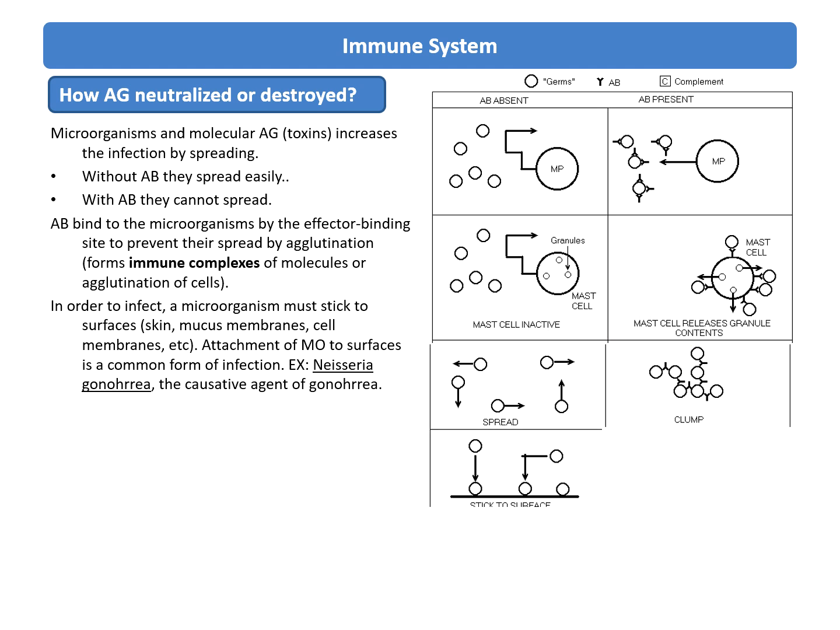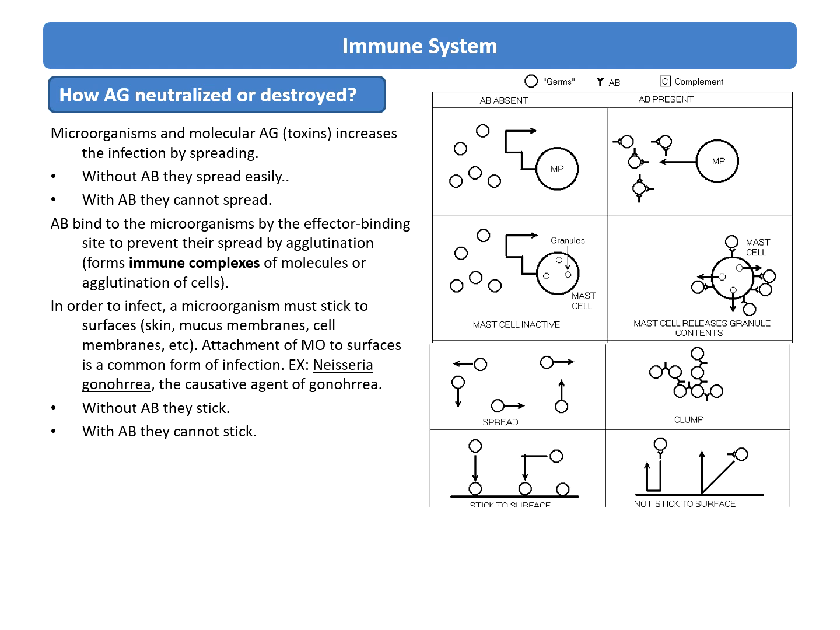In order to infect, the microorganism has to stick to a surface: skin, mucous membranes, cell membranes, and so forth. Attachment of the microorganism to the surfaces is a common form of infection. For example, Neisseria gonorrhea, the causative agent of gonorrhea, has to attach to mucosal surfaces of the reproductive tract. Without antibodies, they stick. With antibodies, they cannot stick because the antibody has bound to the microorganism and blocks its attachment, blocks its binding site.